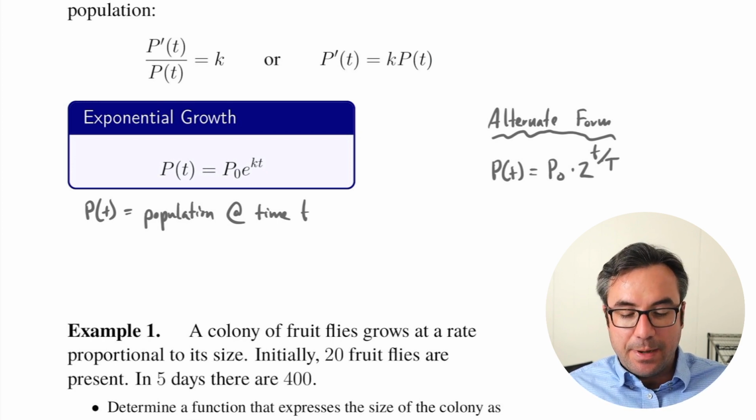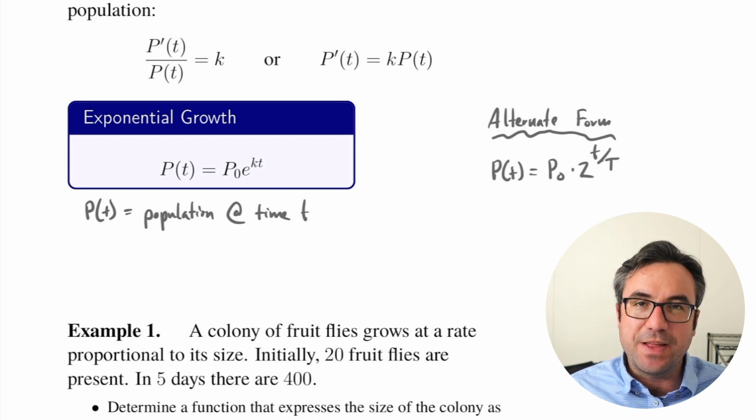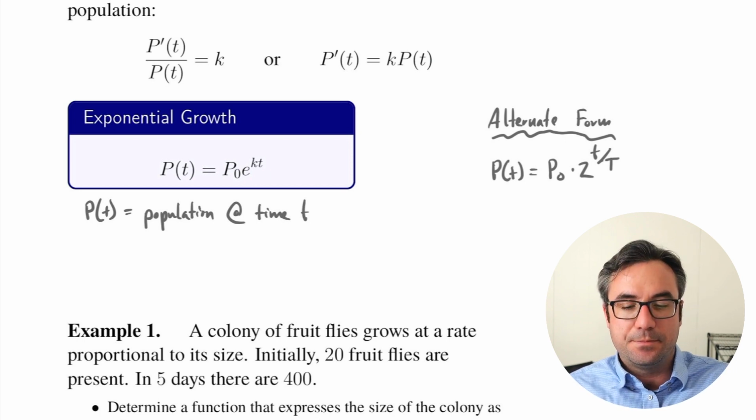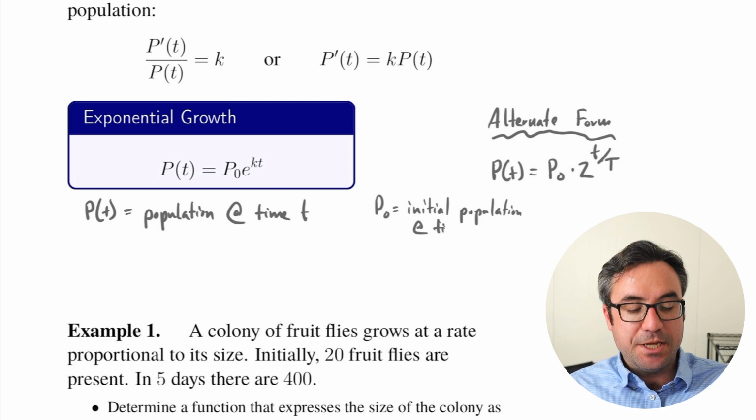All right, so that's the first thing. And we've talked a little bit about it, but this P0, that's our initial population. That's how much we start with. So this is the initial population at time t equals 0. So this is what we start with, essentially.